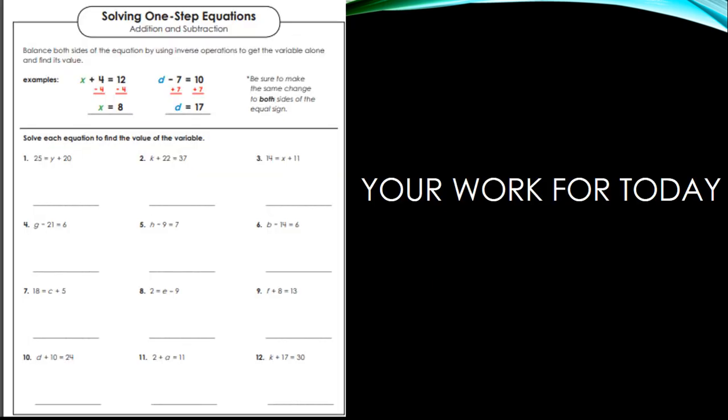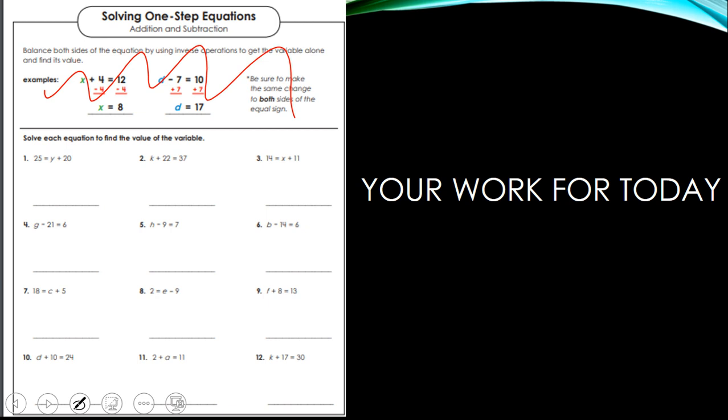Okay, so this is your work today. If you want, you can just ignore that instruction, okay, because it is a bit tricky. So you need to complete this one page. It is due on Tuesday, so you have today and tomorrow to work on it. There's 12 questions, and all you're doing is just looking at how to solve the equation. Remember, an equation has the equal sign to find the value of the variable. Remember, the variable is the letter of the alphabet.